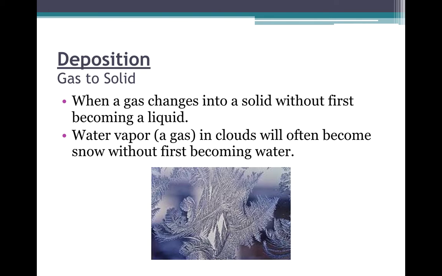The other uncommon phase change is deposition. In this change, a gas changes directly into a solid without first becoming a liquid. This occurs often in clouds when water vapor, what we call water when it is in a gas state, becomes snow without first becoming water.